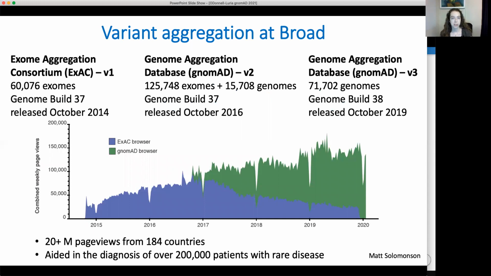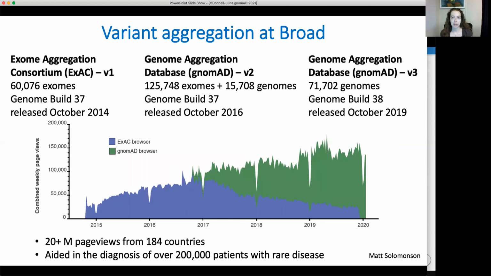And we've started doing this through variant aggregation at the Broad Institute. This was started in 2014 by Daniel MacArthur's group when he created the Exome Aggregation Consortium, or EXAC, which had 60,000 exomes, all mapped to Human Genome Build 37. This was the largest publicly available reference database of genomic information. He followed this with the Genome Aggregation Database, or gnomAD, which was released in 2016 with 125,000 exomes, and added on top of that 15,000 genomes, also on Genome Build 37.